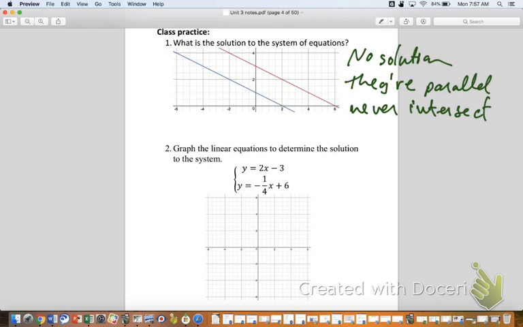All right, so if you guys would, I'm thinking you're probably really good at number 2. We have graphed a lot of lines in the last month or so. Please take a look at number 2. Please graph those 2 lines, and let's determine the solution to that system for number 2.